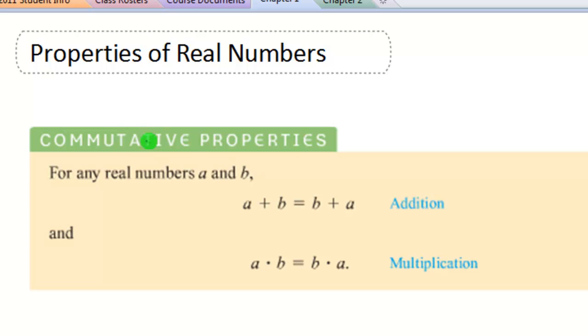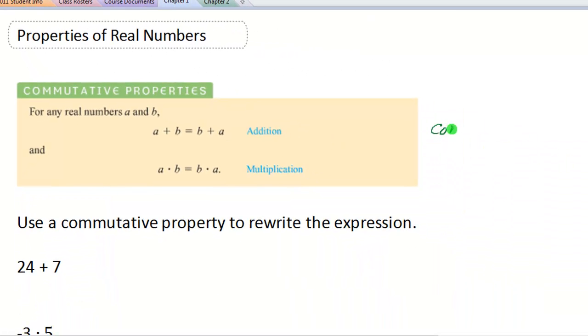Today we're going to talk about properties of real numbers. And the first property we're going to talk about is the commutative properties. Now, in the commutative property, you're going to notice that the order of your numbers changes around the addition or multiplication sign. And one way that I remember this is that I think of the word commuting.